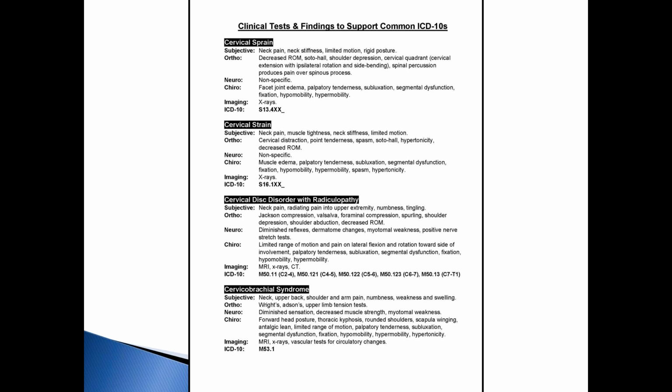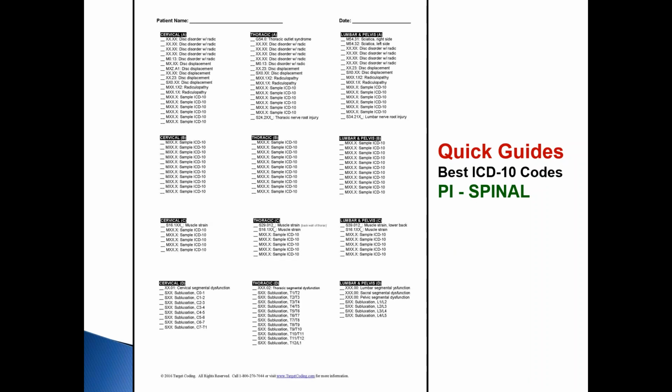Spurling's, shoulder depression. If you're not familiar with some of these orthopedic tests like Wright's and Adson's or upper limb tension tests, very simple nowadays. Just go to YouTube and type it in. You'll see a nice little video. And there's sprain and strain. So this book gives you some really good information.